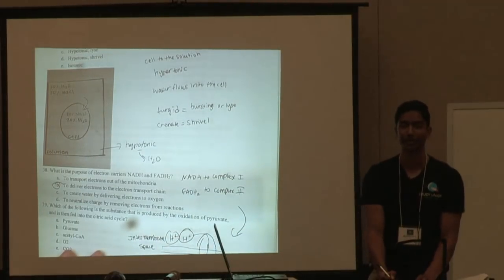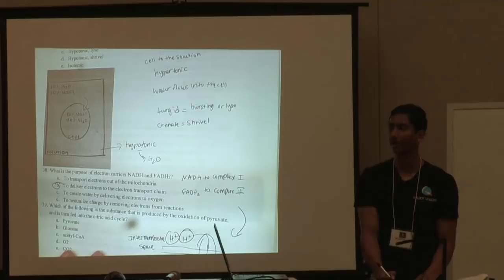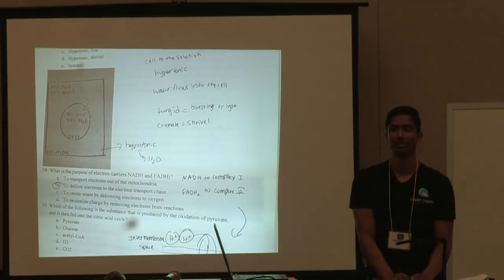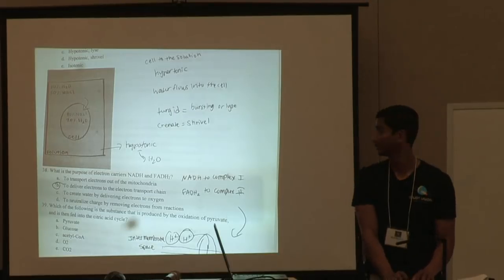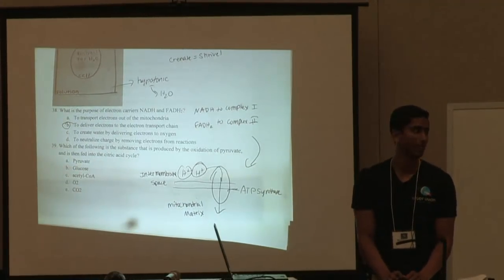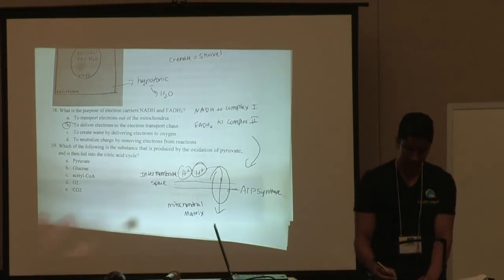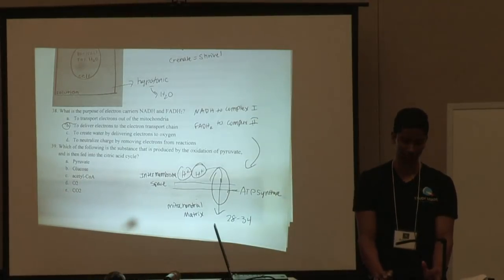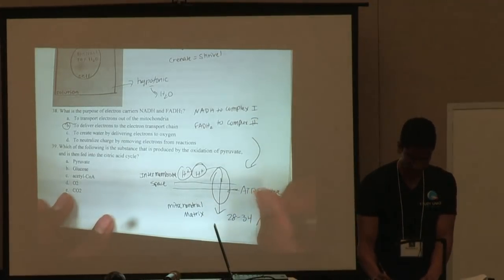So does this process generate a lot of ATP? Yeah, a lot, right? Does anyone know a specific number for your class? 28, right? So 28 to 34, that's like the range. If anyone here isn't in your class, these numbers are going to vary.